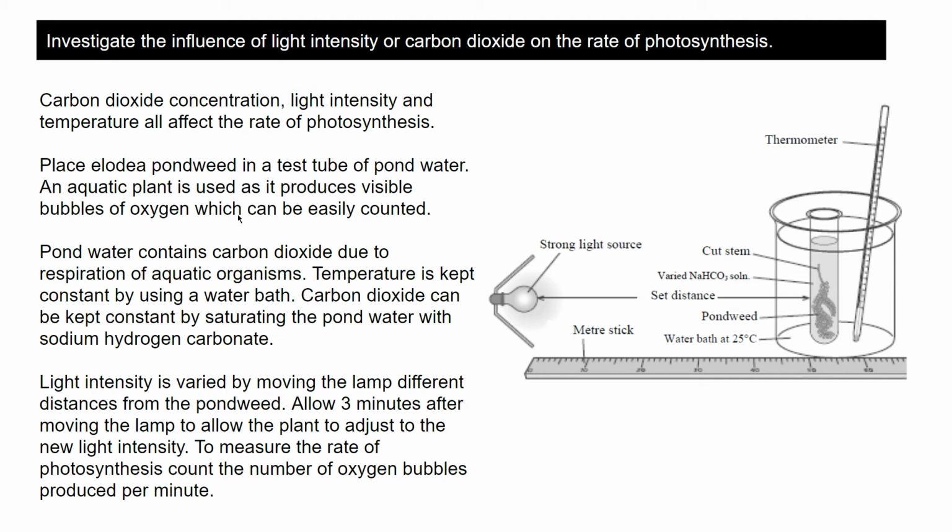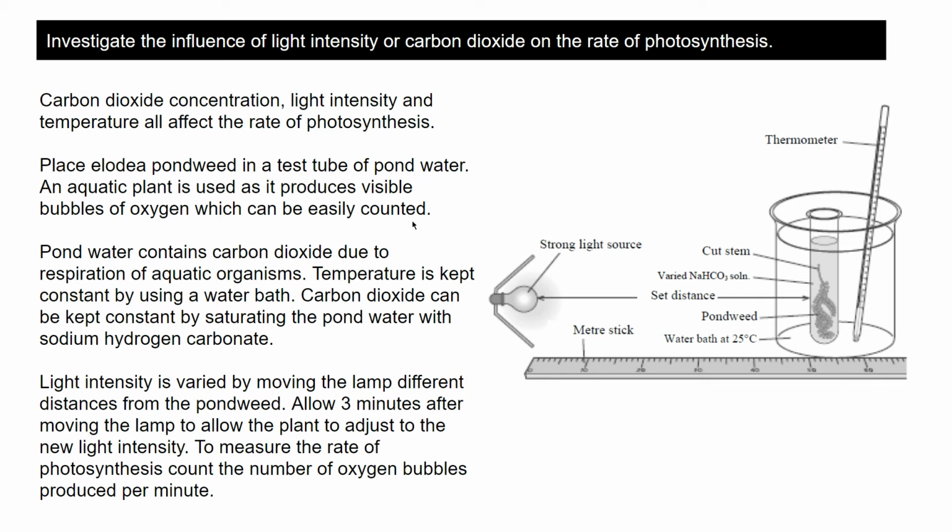Place pondweed in a test tube of pond water. Pond water will contain carbon dioxide from aquatic organisms. If it's fresh tap water, you could add some sodium hydrogen carbonate. An aquatic plant is used because it produces visible bubbles of oxygen, which can easily be counted.